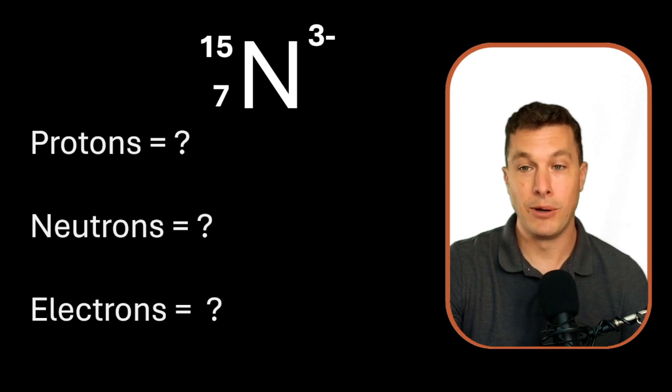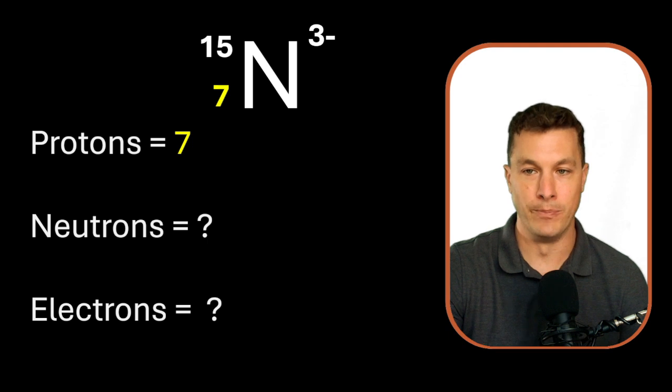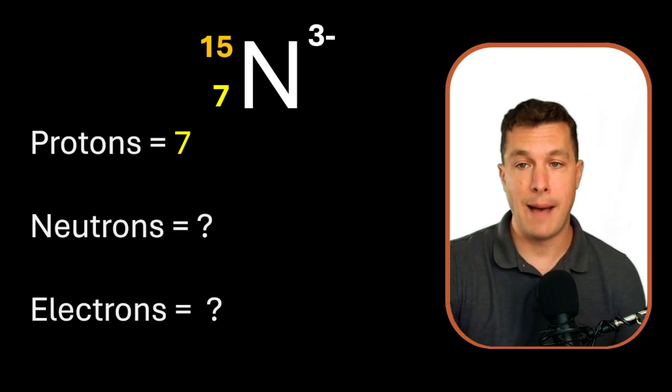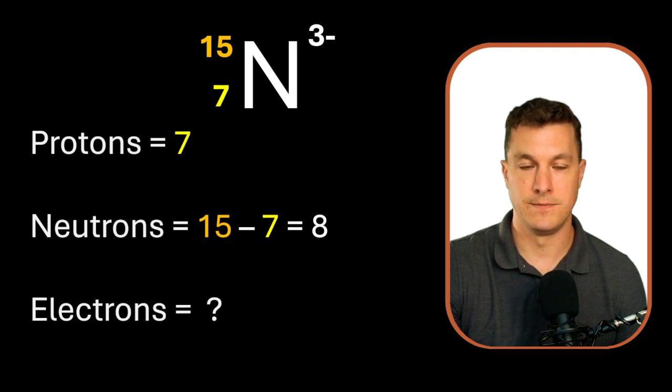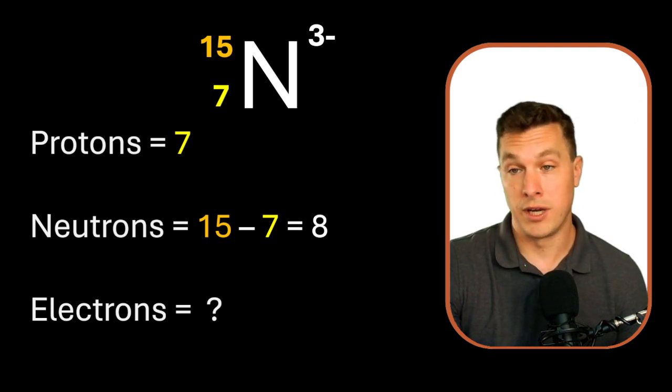Anyway, whatever. The protons, that bottom number, right, tells us the number of protons. It's 7. Boom. For neutrons, remember we take the top number, which we call the mass number. That's everything in the nucleus, whether protons or neutrons. And we have to subtract out the number of protons. So we just do the top number minus the bottom number, and that means 15 minus 7, which gives us 8.